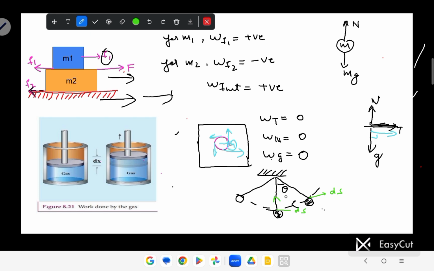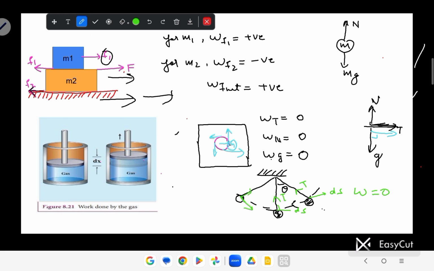But here what is acting? The tension force is acting. So along with the tension force, can you see this is 90 degrees? Here also the displacement is in this direction, the tension is acting in this direction. So the angle both are making is what? 90 degrees. So here also the work done by the simple oscillating pendulum would be how much? 0. I hope you have got this, students.